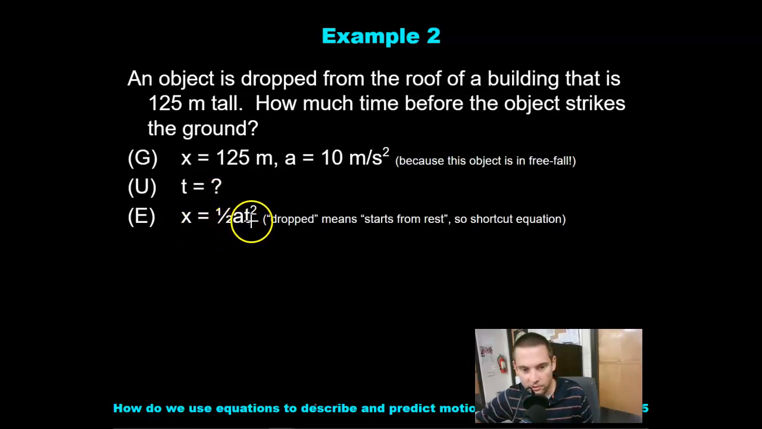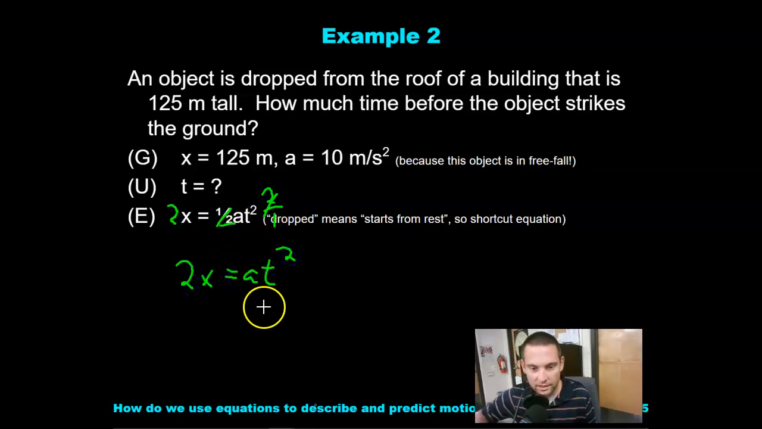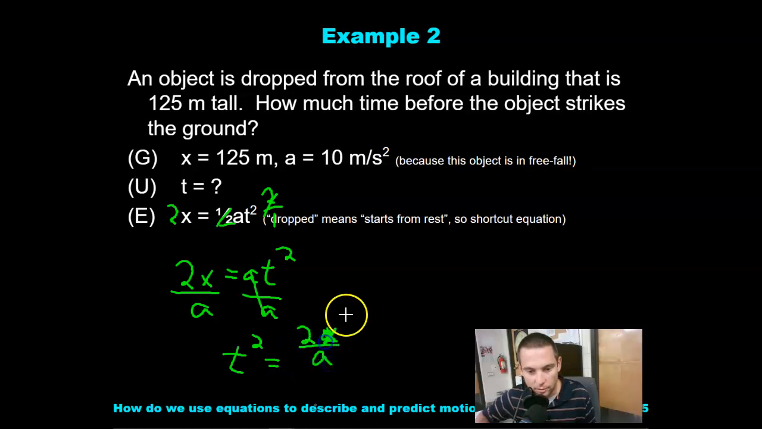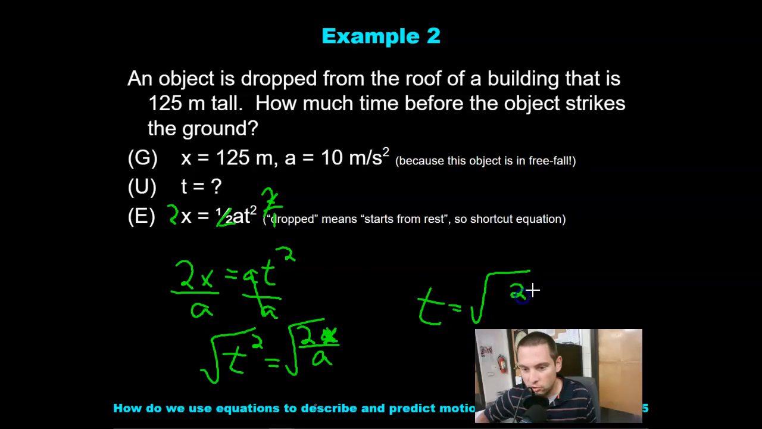So if I'm looking for t, then first thing I'm going to do is get rid of that fraction because that fraction is scary. And to get rid of that fraction, I'm going to multiply by its reciprocal on each side. So I'm going to multiply by 2 on each side, and that'll go away. And what I'm left with is 2x equals at squared. And then to get t all by itself, I can divide by a. And that goes away, and what I'm left with is t squared equals 2x over a. But the question is not asking for t squared. Instead, we would square root all of that to get t equals square root of 2x over a.